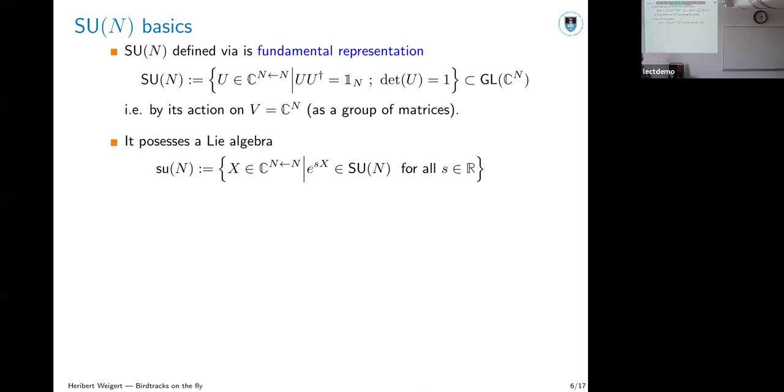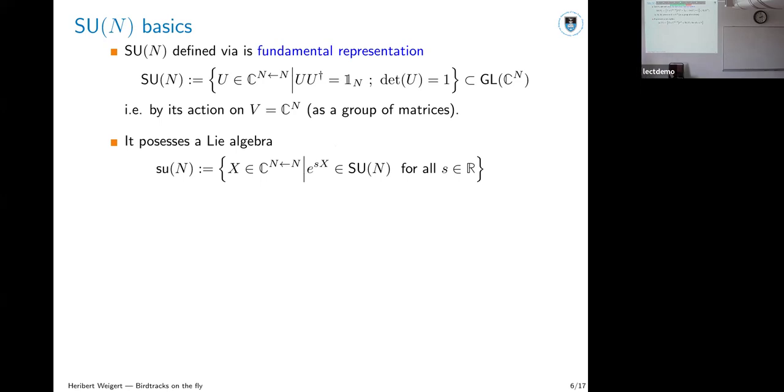Such groups possess an associated vector space that is called its Lie algebra, and an abstract definition would be something like it's all those n by n matrices that, when exponentiated with an arbitrary real factor S, and by exponentiated I really mean just the exponential series of powers of the matrix with the prefactor S in the appropriate spot, and such that you end up in the group.